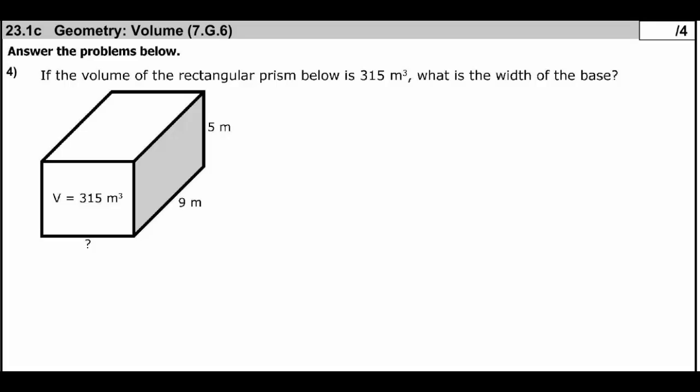Volume. Okay, we are looking at volume for the last time on one of the regular tests. This is 23-1C. It's question 4 from the week 25 test. And we're doing volume of a rectangular prism. Now this is a little change up to a normal volume problem where they give you the length, the width, and the height, and they ask you to find the volume.